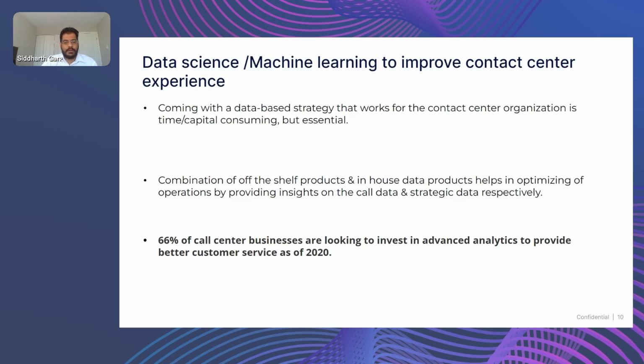A combination of off-the-shelf products and in-house data products helps in optimizing operations by providing insights on the call data and strategic data respectively. So you have two things: in-house products and off-the-shelf products. Off-the-shelf products are basically cloud products or analytic products which are available from various vendors. In-house data products are what you develop for the strategic versions, because you have to implement a strategy for any loan servicing.